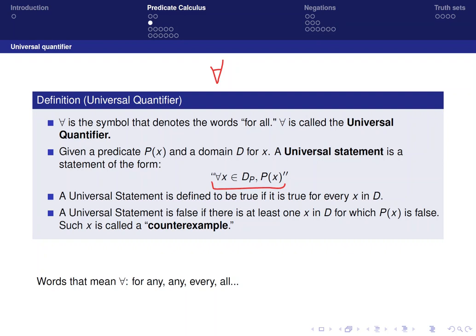For a universal statement to be true, it has to be true for every possible x that can be substituted. If one x makes the predicate false, then we call that x a counterexample, and the universal statement becomes false.